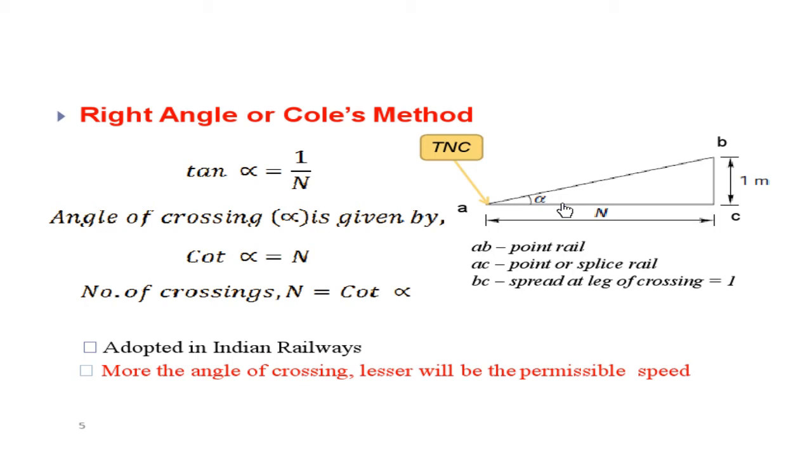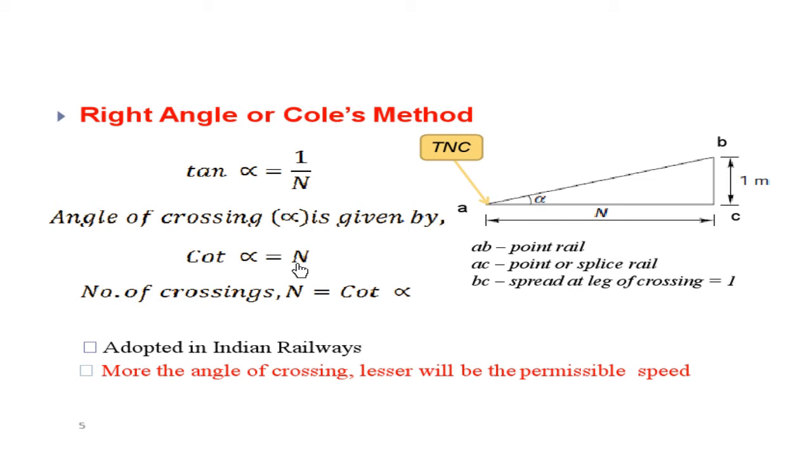Now tan alpha from the figure is what? It is opposite by adjacent value, tan alpha, which can be written as 1 by n. Now angle of crossing is given by alpha, and it can be written as what? When you take the reciprocal of tan alpha, it becomes cot alpha. And if you take reciprocal of 1 by n, it becomes n. So from this expression, what you can say is the number of crossing n is equal to cot alpha.